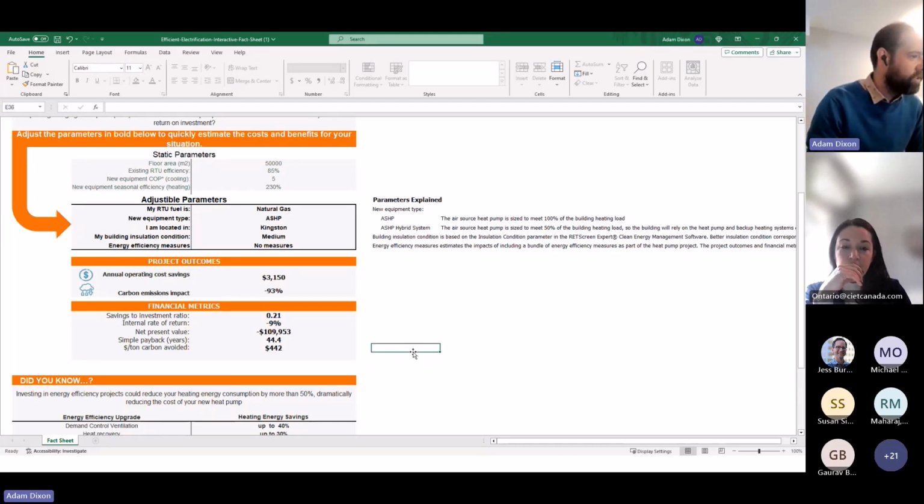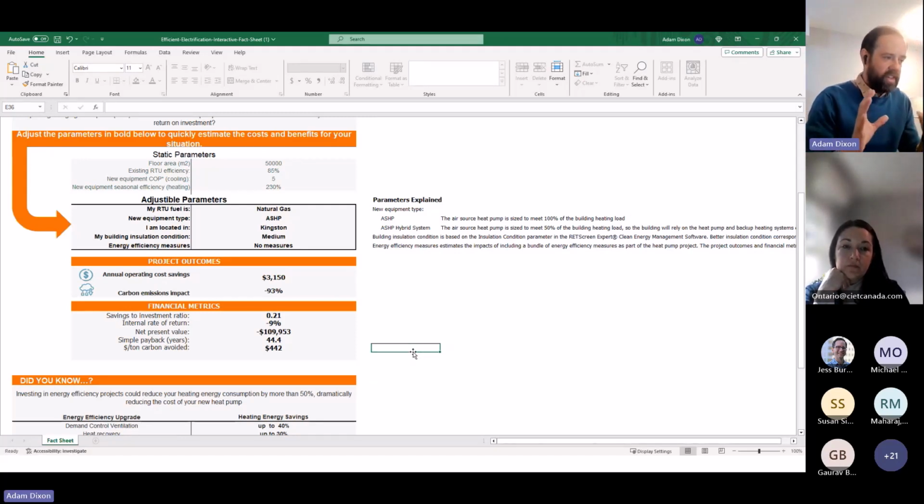The internal rate of return on this, again, is a negative number, so negative 9%. This is essentially the rate at which this project is returning money to you. If you're interested in all of the details of these financial metrics, you can reach out to that help desk, or also just Google these numbers.